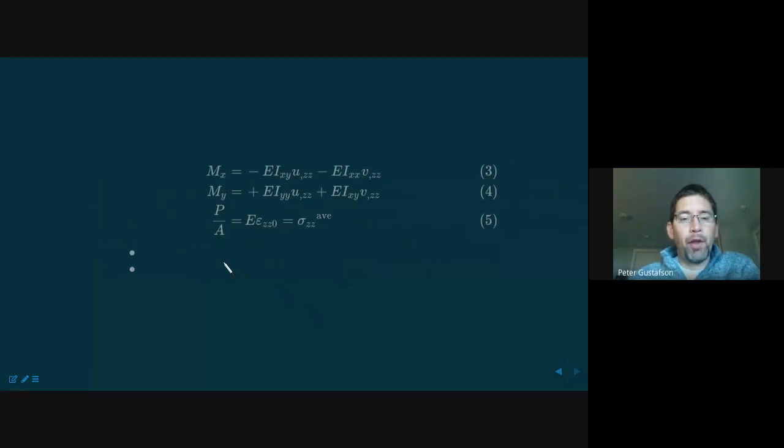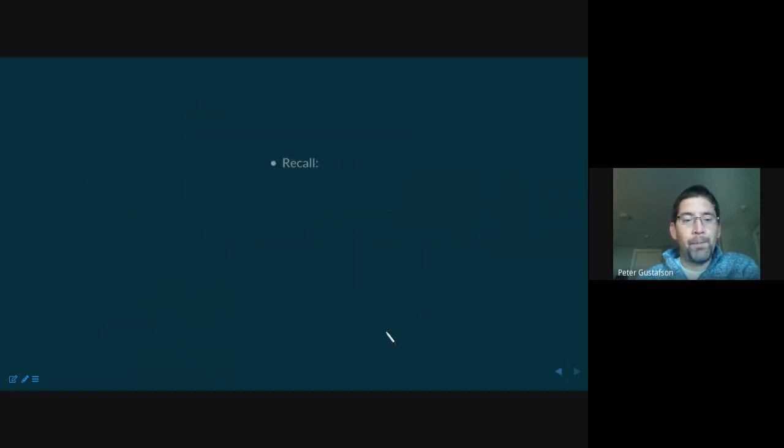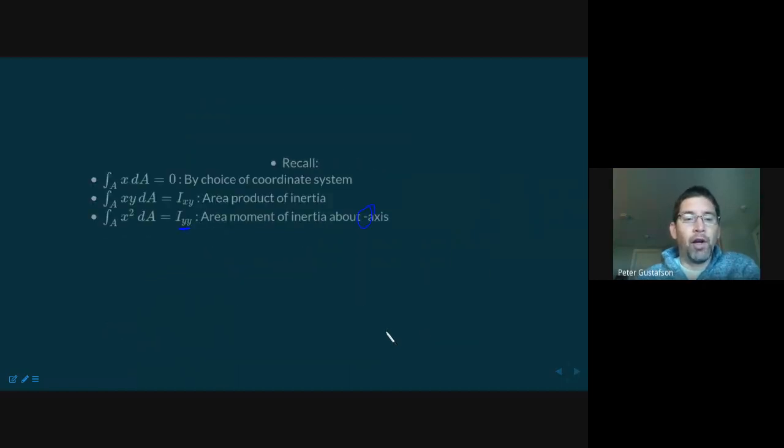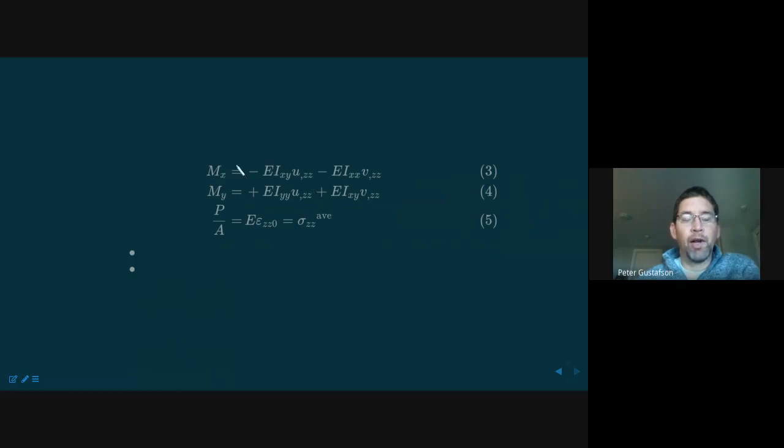Okay, so here on this slide now, I've written those equations in their summative form. This is the outcome of the integral. Let me go back a couple of slides just to make sure you're seeing directly where this is coming from. So here we had this equation, M_y is equal to minus E, parentheses, epsilon z0 times this integral, minus u comma zz times that integral, minus v comma zz times that integral. Now I've completed those integrals. I've substituted these values for x dA, xy dA, and x squared dA, and the end result is this equation.